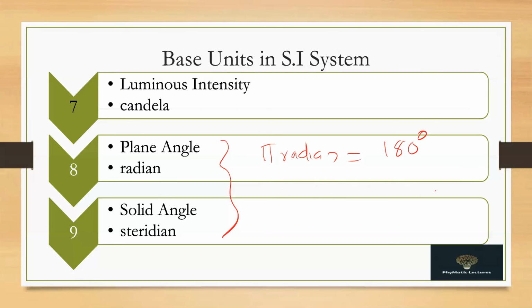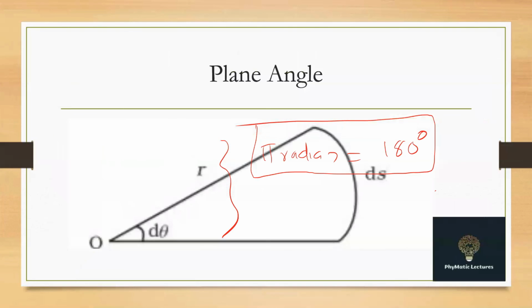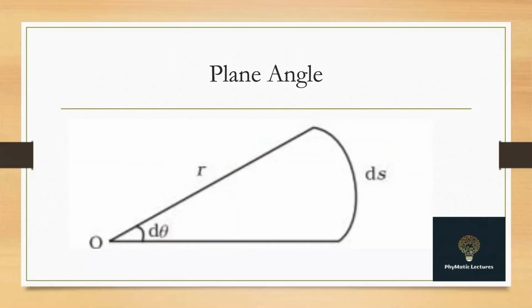So there is a conversion formula: pi radian is 180 degree. So that is about plane angle. And what is solid angle? What is the difference between plane angle and solid angle? Solid angle means the angle made in 3 dimensions. You just imagine a square pyramid. The angle made inside the apex is exactly an example of solid angle. The unit is steradian.